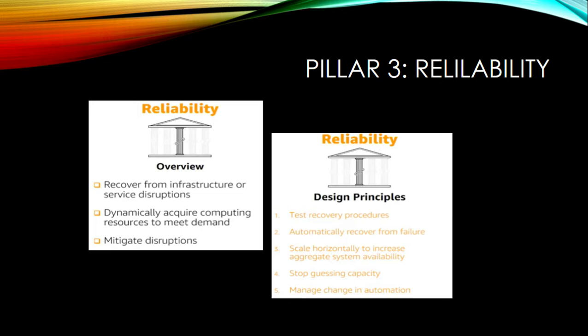Now the second one is about automatically recovering from failure. Now, by monitoring a system for key performance indicators, the KPIs, you can trigger automation when a threshold is breached. Now, this allows for automatic notification and tracking of failure, and for automated recovery processes that work around or repair the failure. So basically, making use of more sophisticated automation, it's possible to anticipate and remediate failures before they can actually occur.